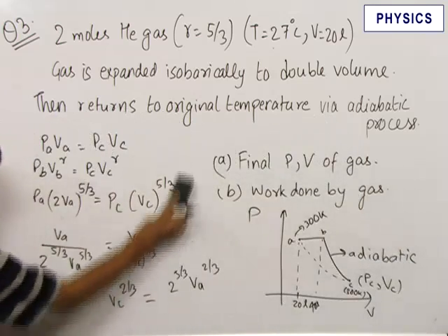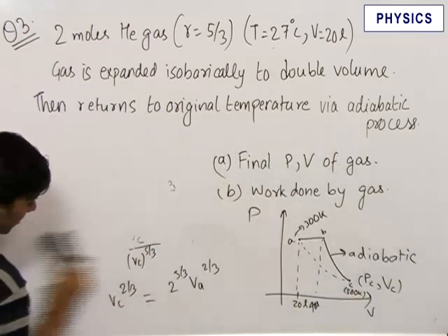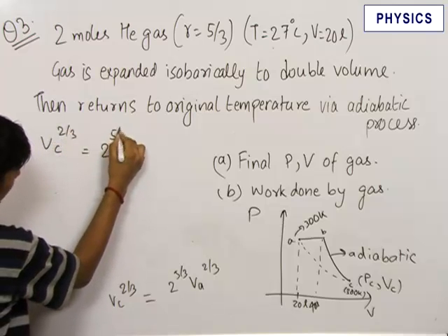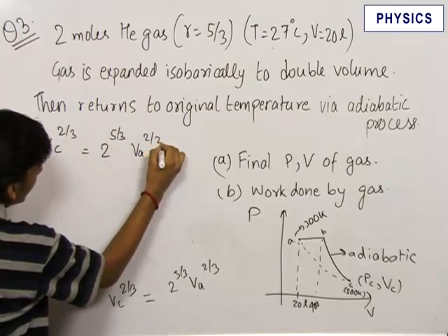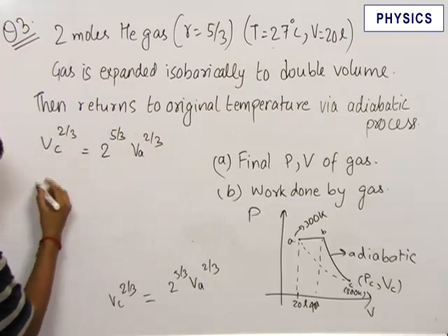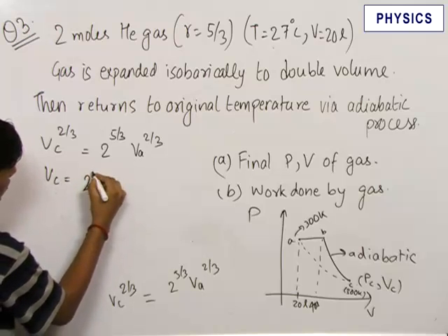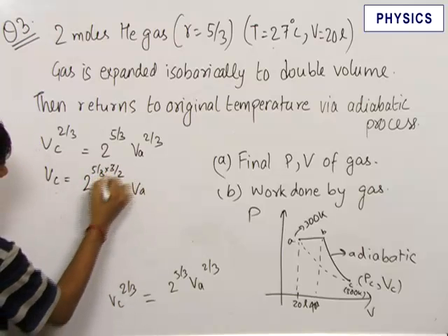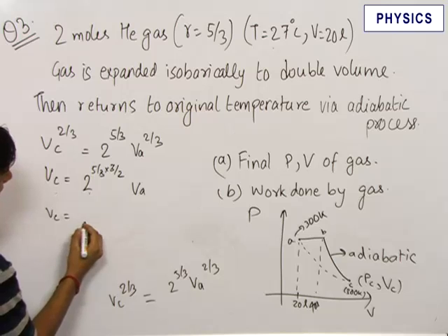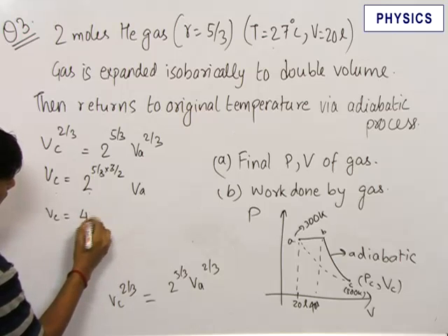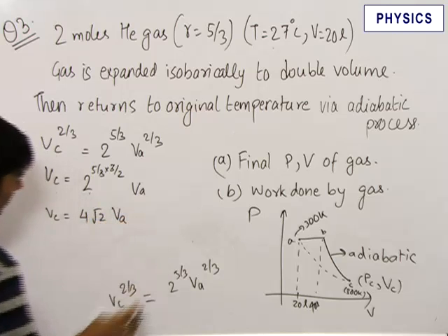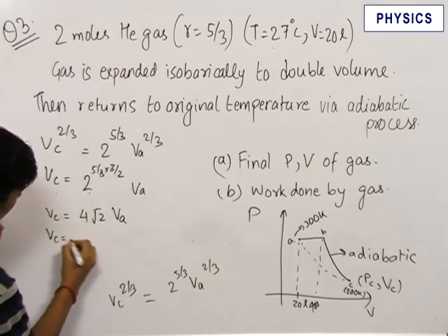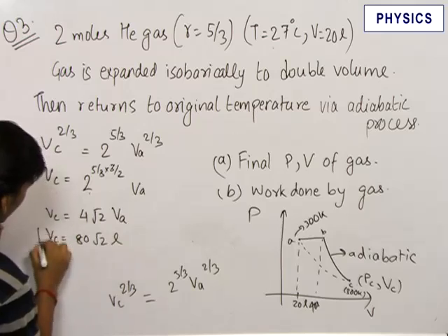Therefore we get the value of VC in terms of VA, that is VC raised to the power 2/3 is equal to 2 raised to the power 5/3 into VA raised to the power 2/3. So now let us take power 3/2 on both sides to give us VC is equal to 2 raised to the power 5/3 into 3/2 into VA. This gives us VC is equal to 2 raised to the power 5/2, that is equal to 4√2 times VA. Now the value of VA is given to be equal to 20 liters. Therefore the value of VC comes out to be equal to 80√2 liters.